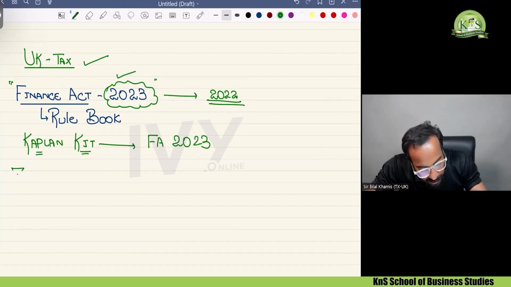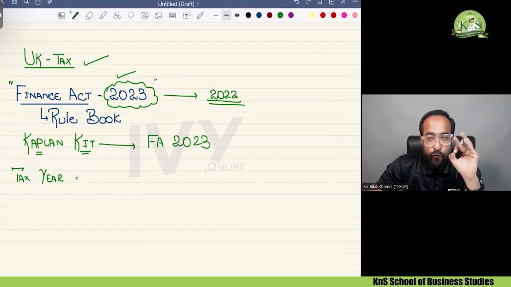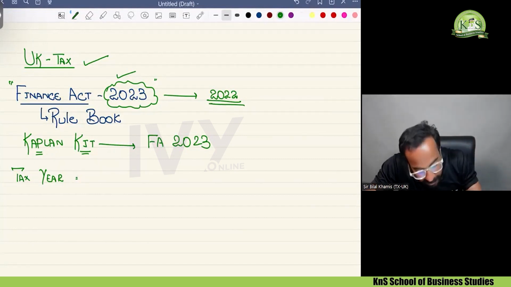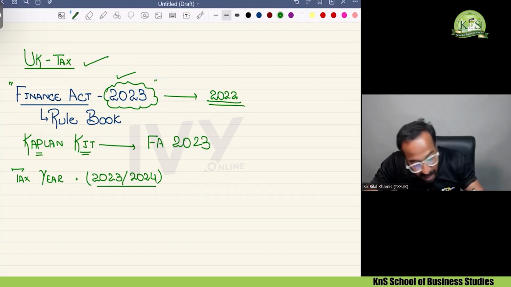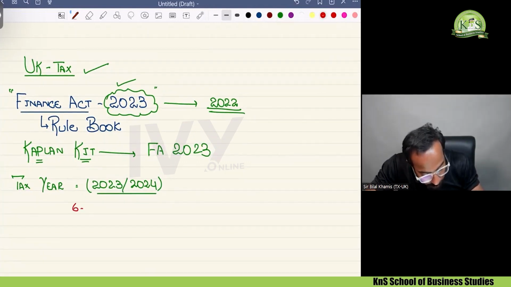a few terminologies. The tax year. What do you mean by tax year? The tax year means that you will have to follow the tax rules of the tax year 23-24. This is your tax year. It starts from the 6th of April 23 and ends on the 5th of April 24.